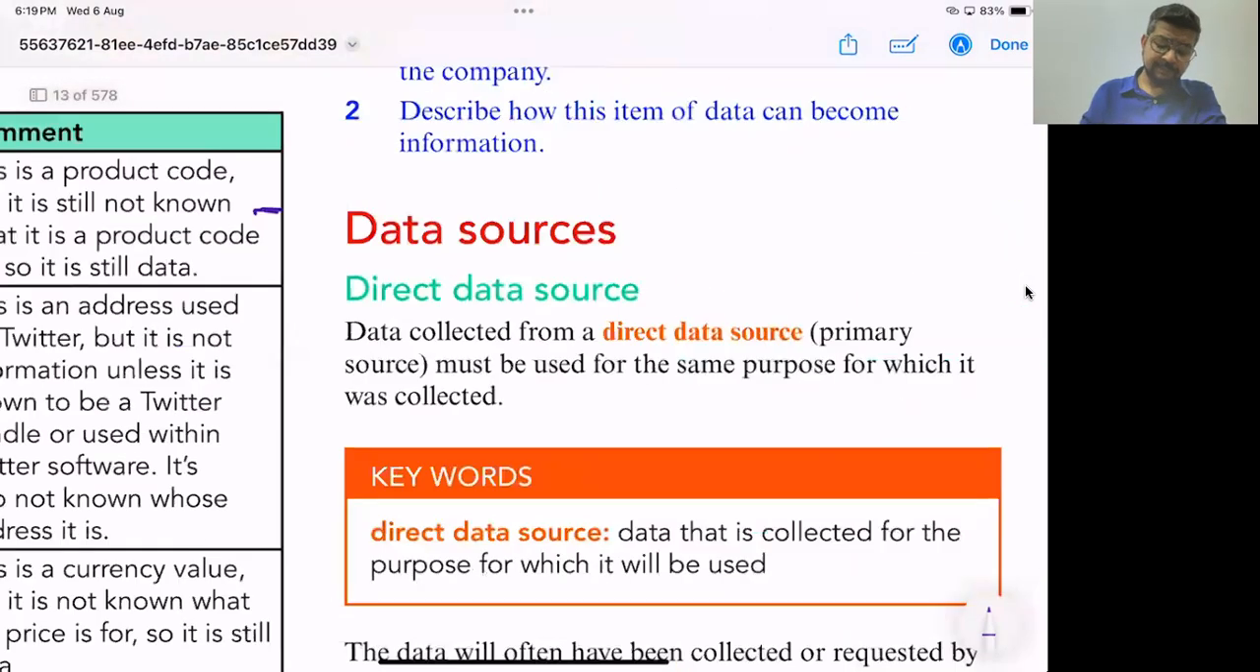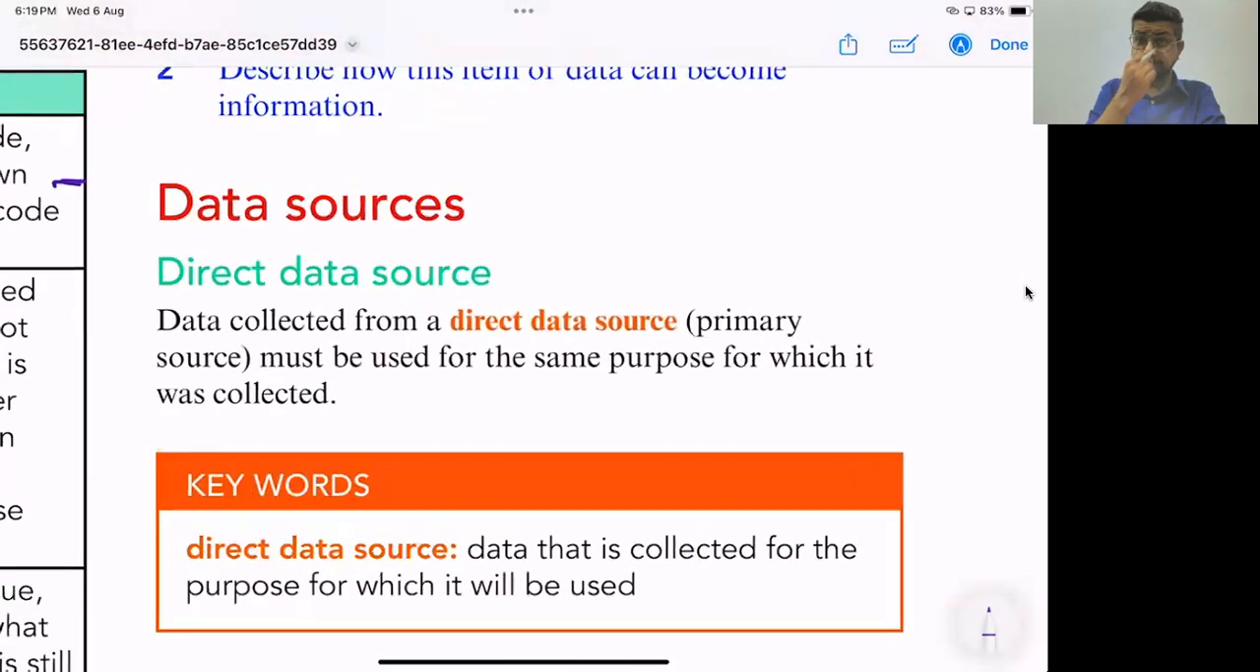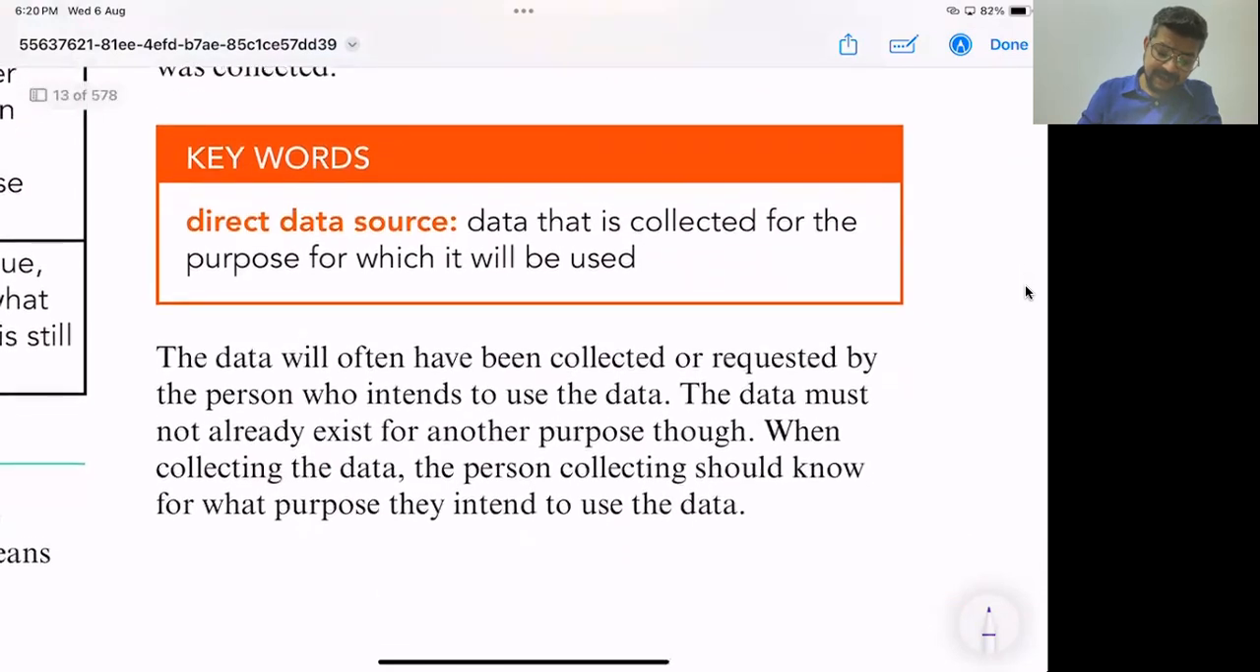Whenever we talk about data sources, as I told you, the data source plays a very important role. The first is the direct source. As I mentioned, for what purpose are you collecting data? The primary source is mentioned there. Data collected from a direct data source, the primary source, must be used for the same purpose for which it was collected. If some information is collected for a survey, it should be used in the same survey. For example, if the survey is for medical records, but it is used for a clothing brand, it is not a direct source. It is considered an indirect source.